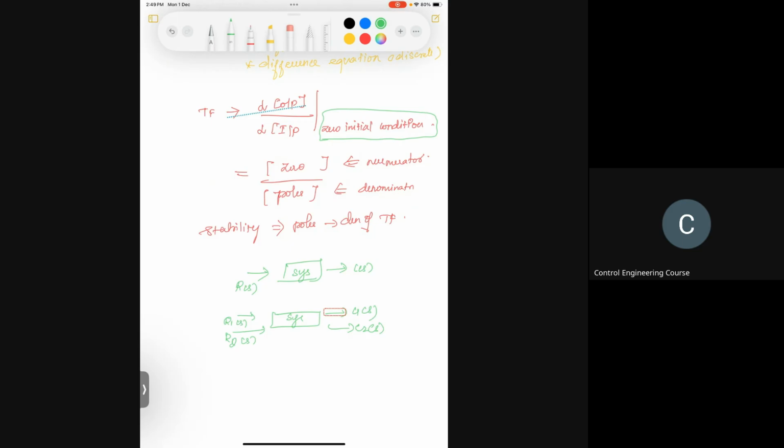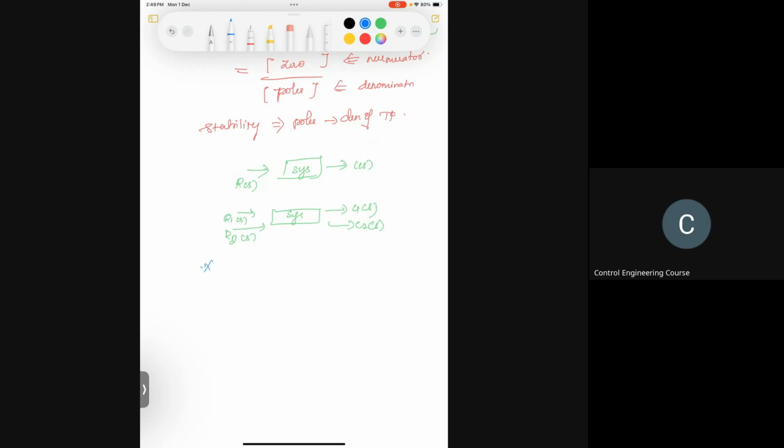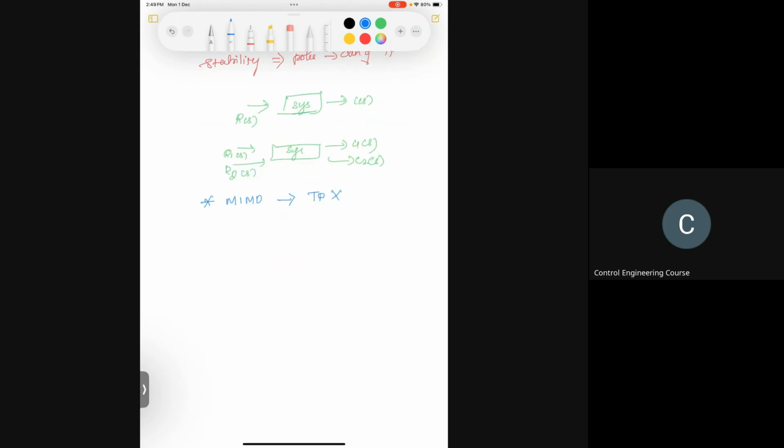So far, we can manage higher order systems also with transfer function, but never multiple input, multiple output systems. So the first point to remember is that MIMO, multiple input, multiple output systems cannot be represented using a transfer function. If you really want to represent a MIMO system using a transfer function, then you have to write one.